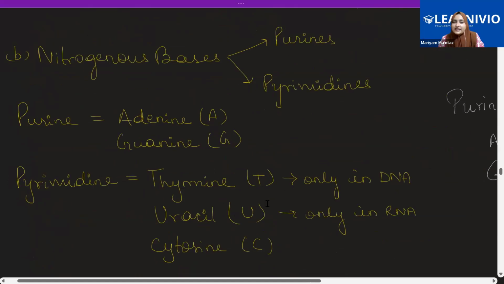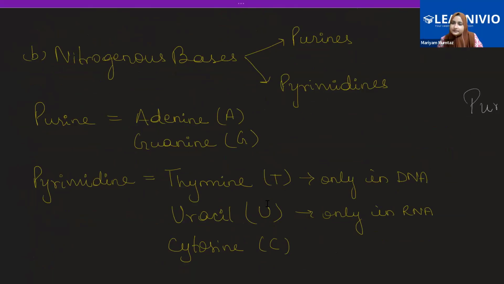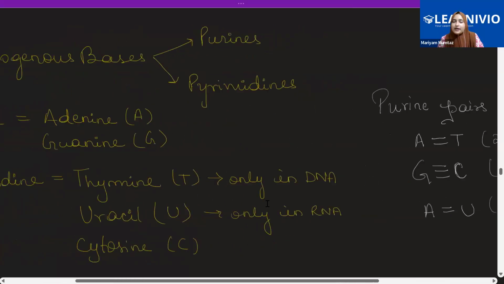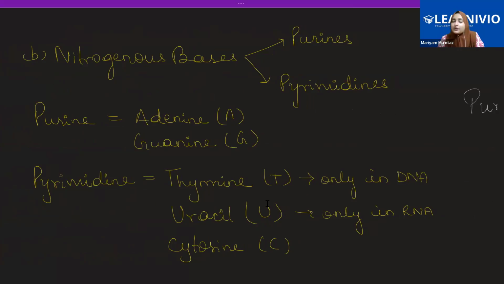Then the next is nitrogenous bases. Now see, have you heard about adenine, guanine, these things before? See, nitrogenous bases are cyclic compounds of two types, okay? Purines and pyrimidines. Purines are those compounds that have a single cyclic group. Pyrimidines usually have a double cyclic, heterocyclic group.